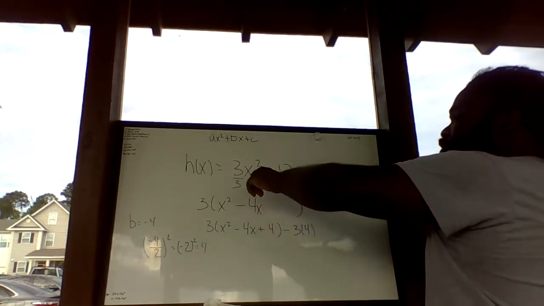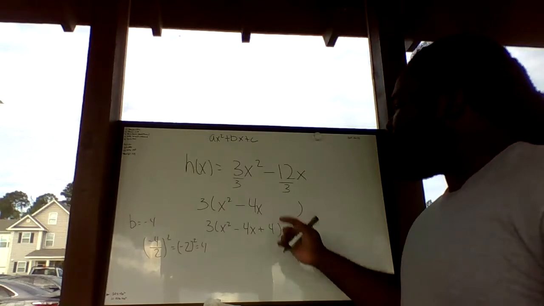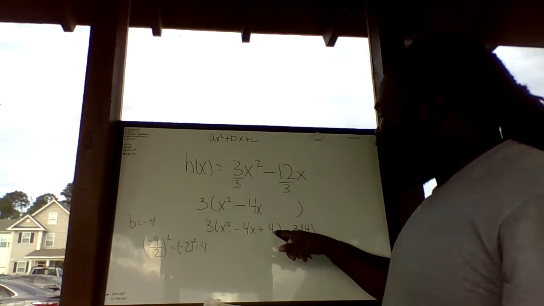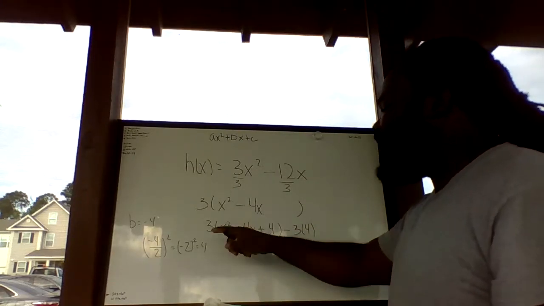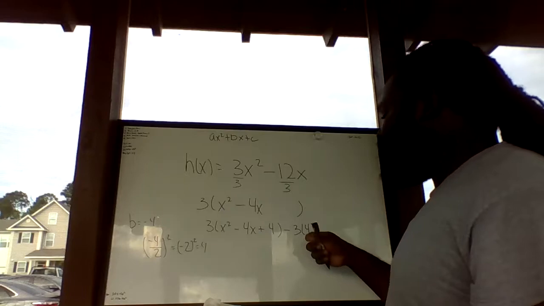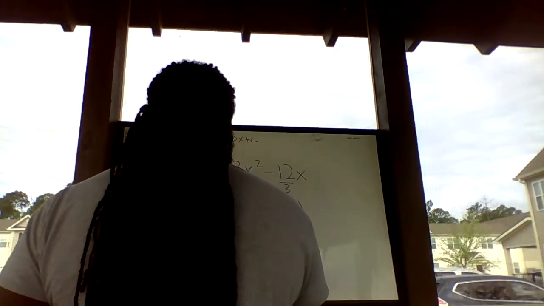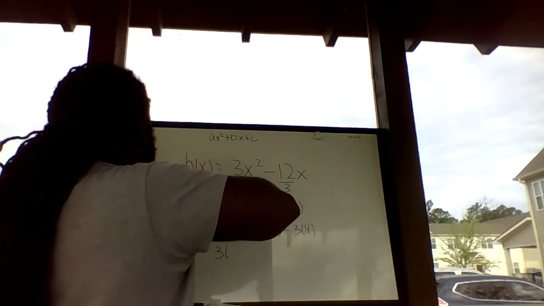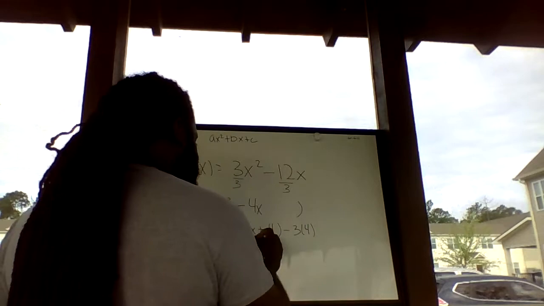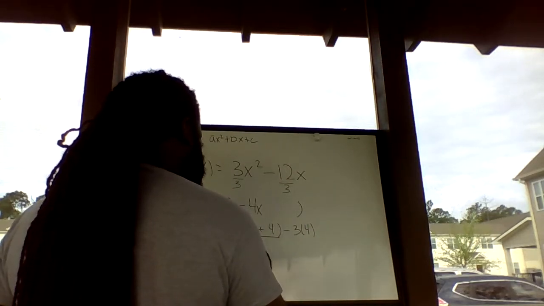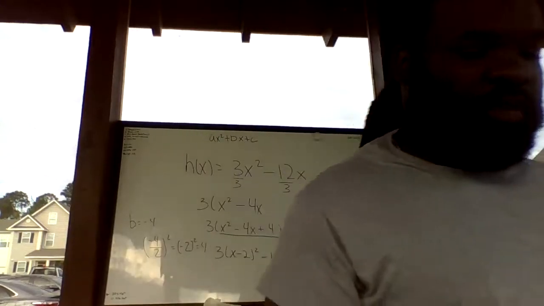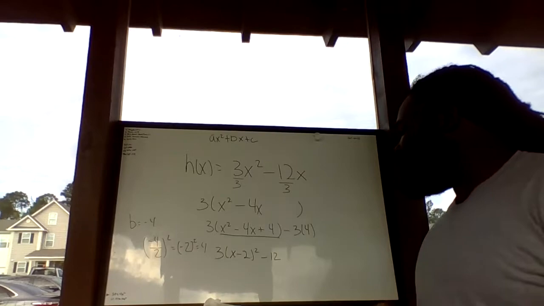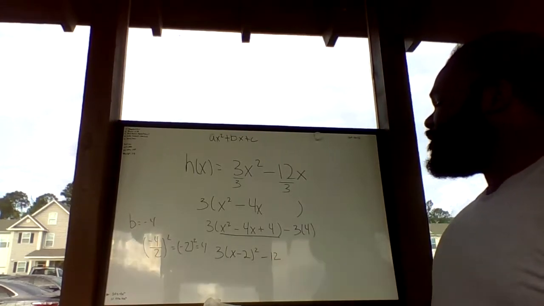Originally, we just had 3x squared minus 12x. Now, if I factored out my 3 here, and you put 4 on the inside, well, if I distribute the 3, I get a +12 on the outside, and I get a -12. Right? So then my next step would be to write my trinomial as a binomial, which gives me (x minus 2) squared. And then on the outside, we have a -12. And now it's in vertex form.